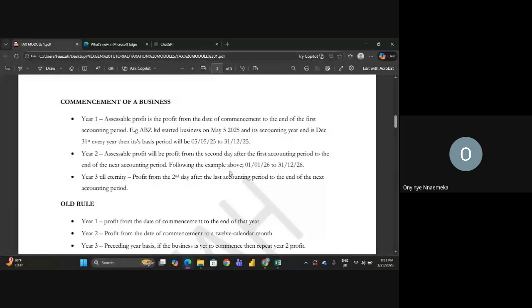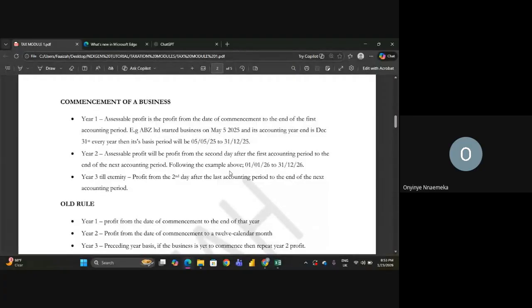So now, for the first year of a business that just commenced, the assessable profit is going to be the profit from the date of commencement to the date of the first accounting period. Remember, date of commencement to the date of the first accounting period.